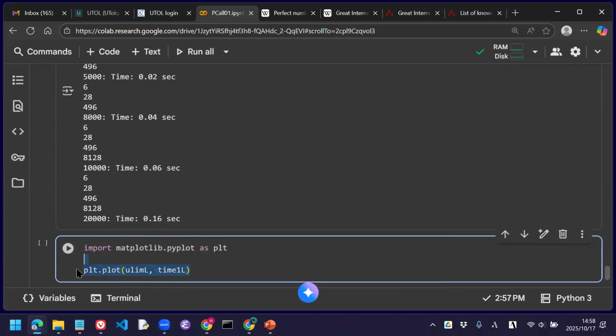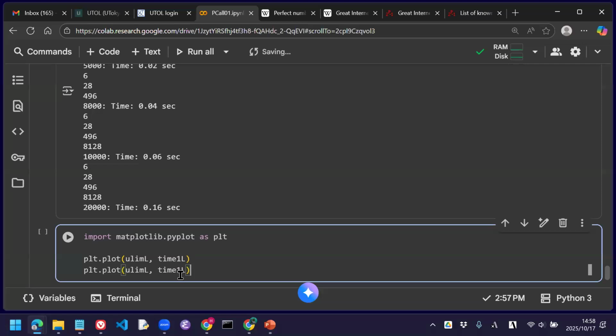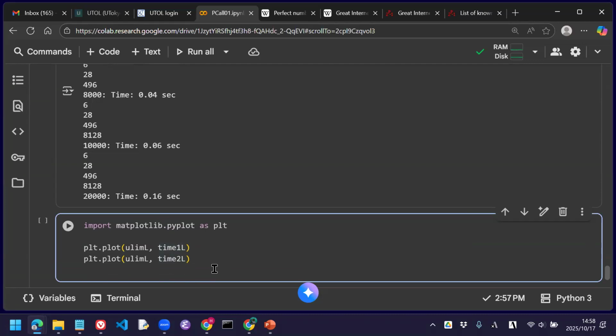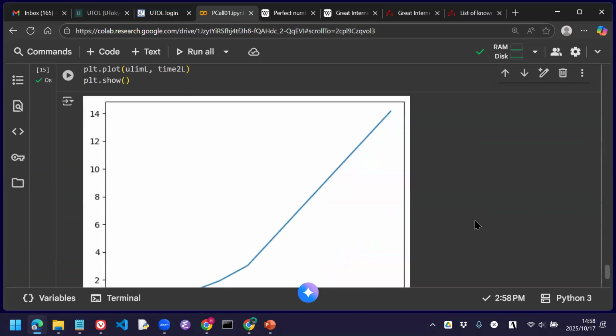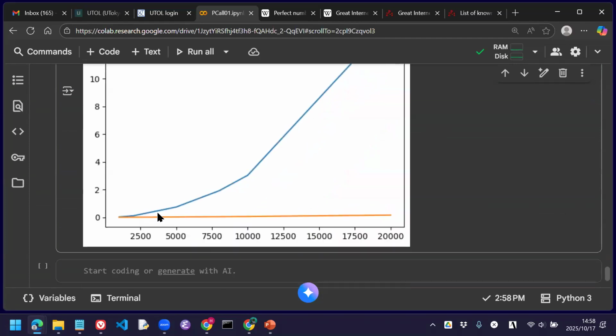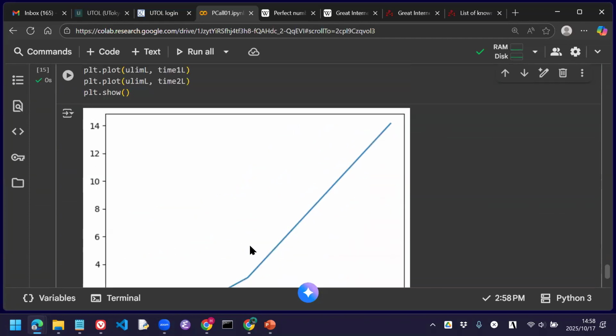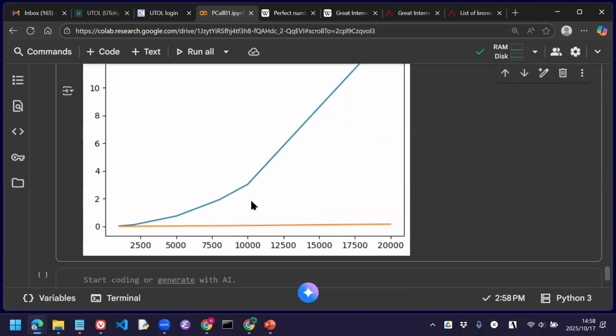The first graph. Let's write it in the same graph to compare. Instead of time1, we write time2. And plt.show. This is all. Easy, right? So let's draw a graph. Interesting: time2 is almost 0, while time1 grows up this way.